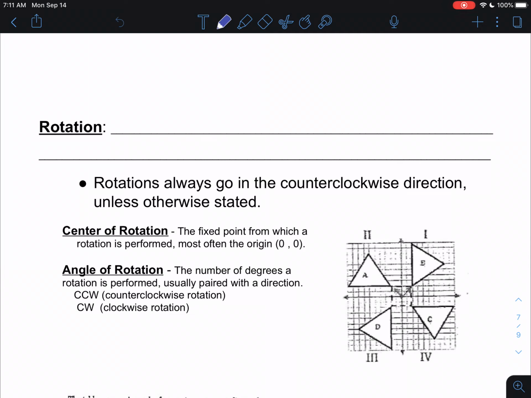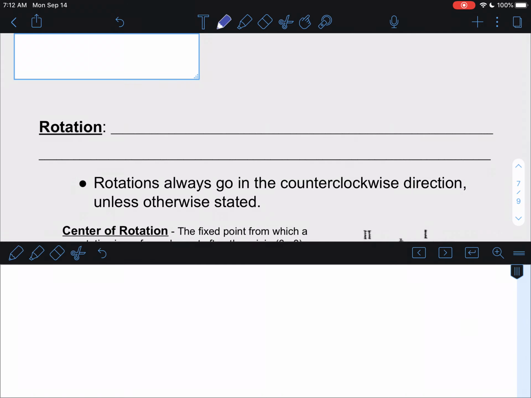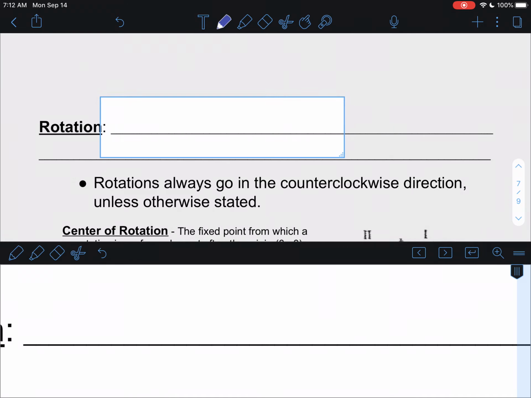And rotation is pretty simple. It's pretty self-explanatory. And in this class, I don't believe we'll be seeing any rotations around anything other than the origin. So as long as we know our rules for rotating around the origin, then we're good. And most of the things we're going to see in this class are going to be pretty similar, with rotation at least.